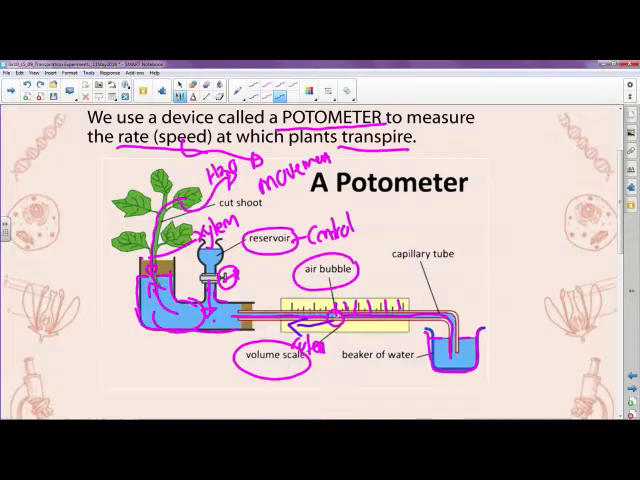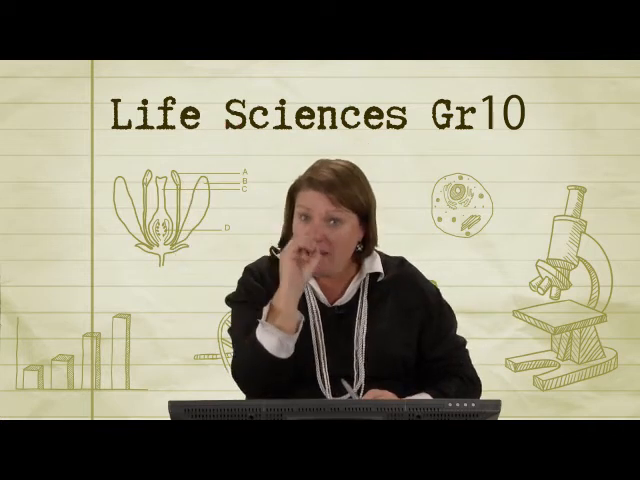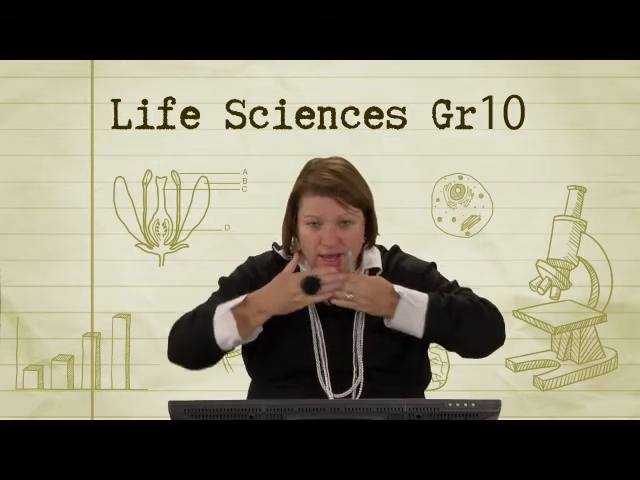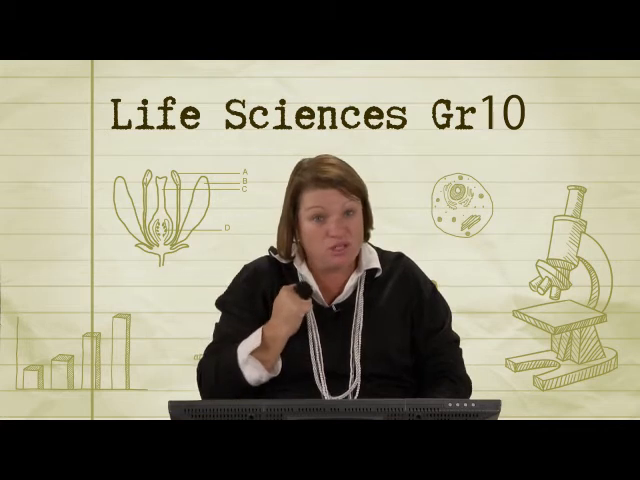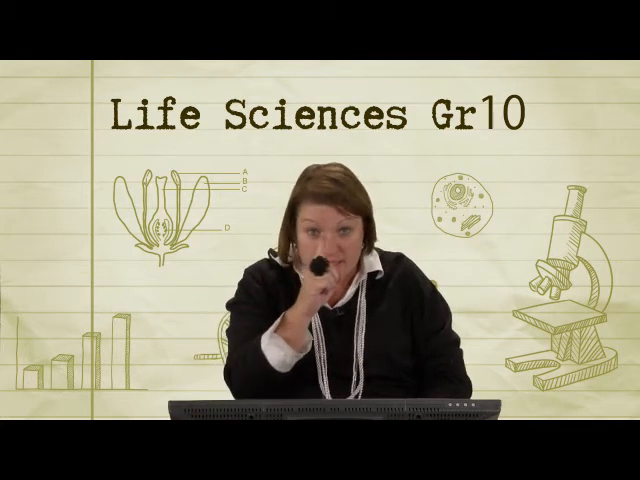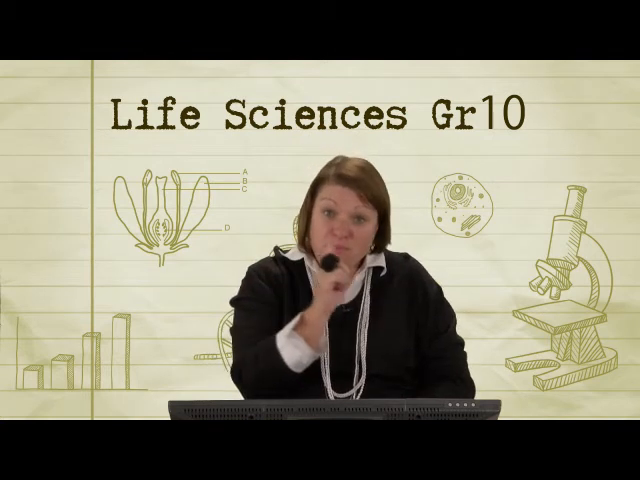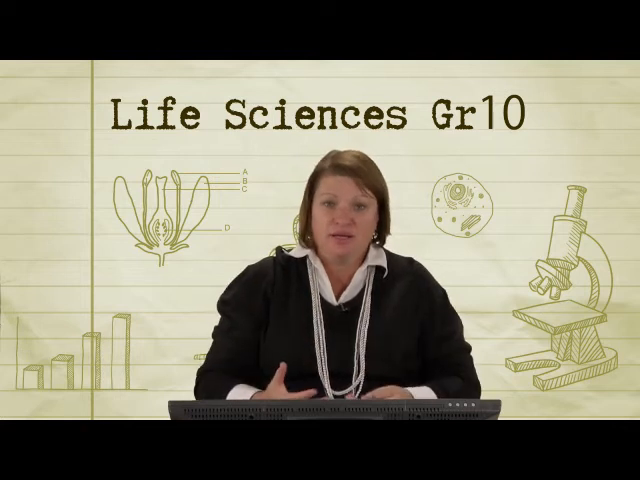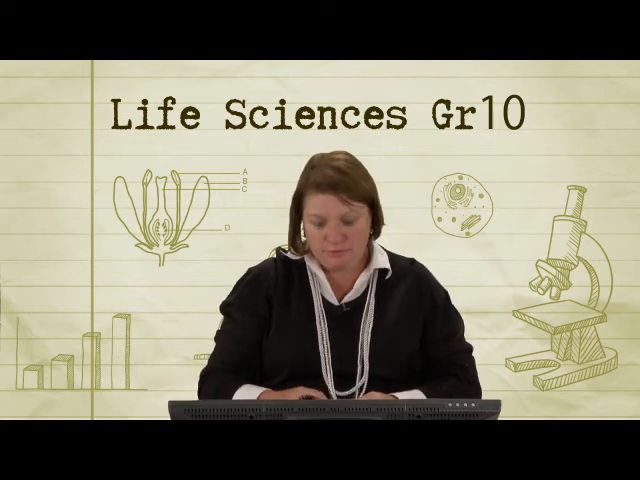So we can't see the water vapor leaving the leaf. We can't see it. But if I put an air bubble with a backing behind it, I can look at that air bubble, and with a stopwatch, what can I do? I can time it. I can get it to move. And the movement is what I am going to measure. So how much does it move in a certain amount of time?